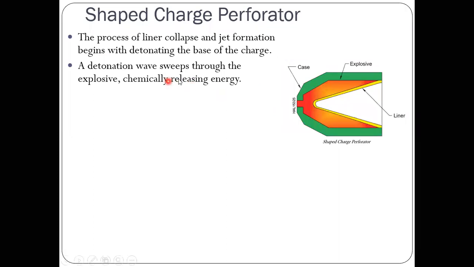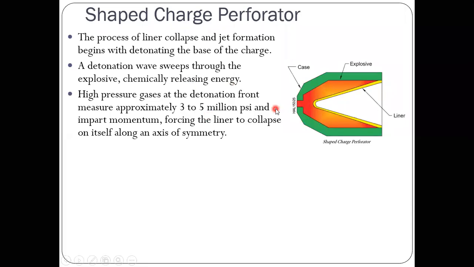So this also I think you have studied a little bit. A detonation wave sweeps through the explosive, chemically releasing the energy. So this part will be ignited. And high pressure gases at the detonation front measure approximately 3 to 5 million psi and impart momentum, forcing the liner to collapse on itself along an axis of symmetry. So this liner will collapse and this jet will penetrate through cement and casing.